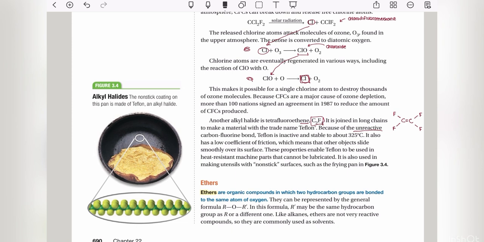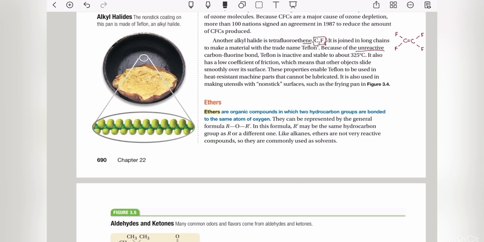It is also used in making utensils with non-stick surfaces, such as the frying pan in figure 3.4. The non-stick coating on this pan is made of Teflon, an alkyl halide. It has made our life much easier.